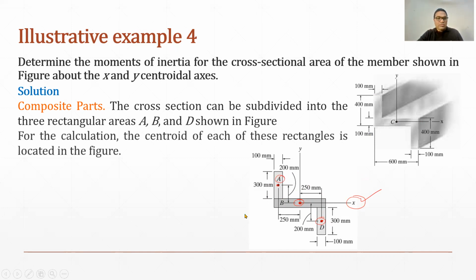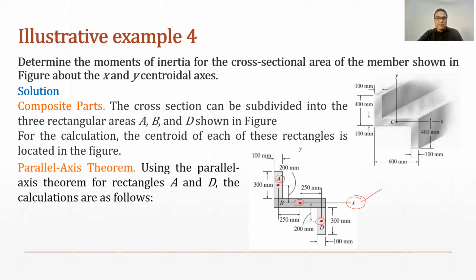So starting with rectangle A and D. Also you can see rectangle A and D, both of them are similar and the distance is also similar. So the moment of inertia of rectangle A will be the same value for rectangle D. So we only need to find out moment of inertia of rectangle A about x-axis and y-axis, and moment of inertia of rectangle D can be found automatically.